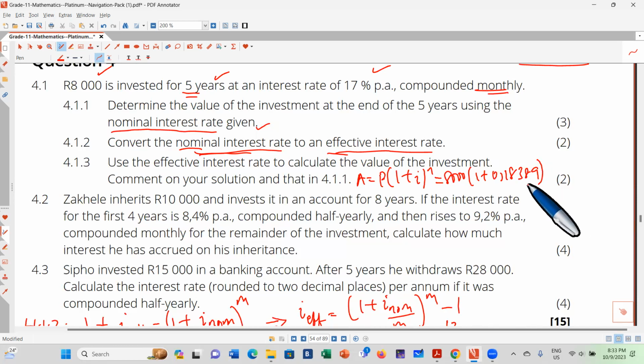And then you raise it to the power 5 years, because we're dealing with the effective rate now, so we're using years here. If you use a calculator for this, you're going to get exactly 18,605.88. Therefore this one here is the effective rate. So we have used the effective rate, but in the first case, we used the nominal rate.